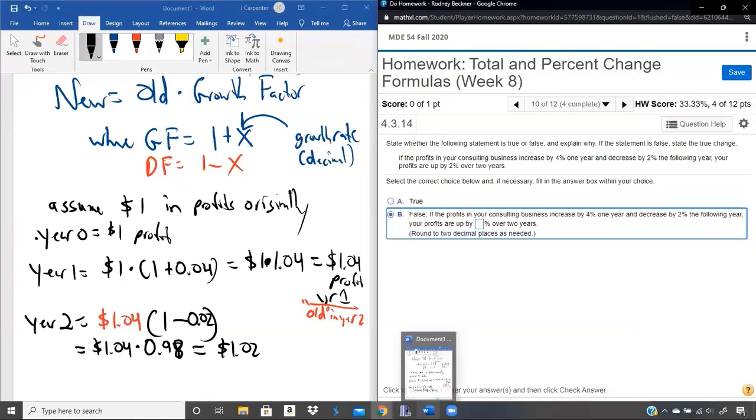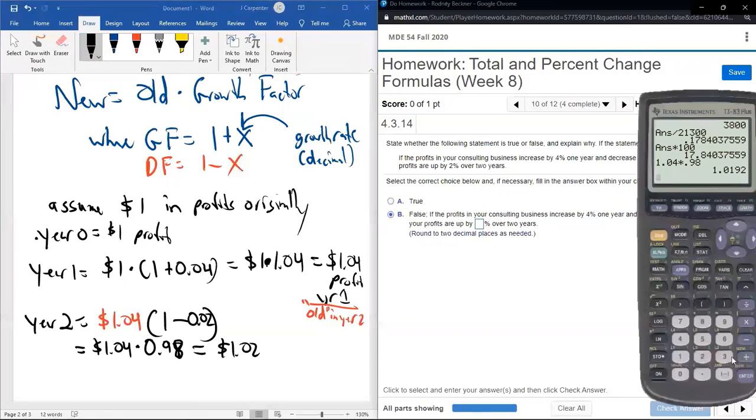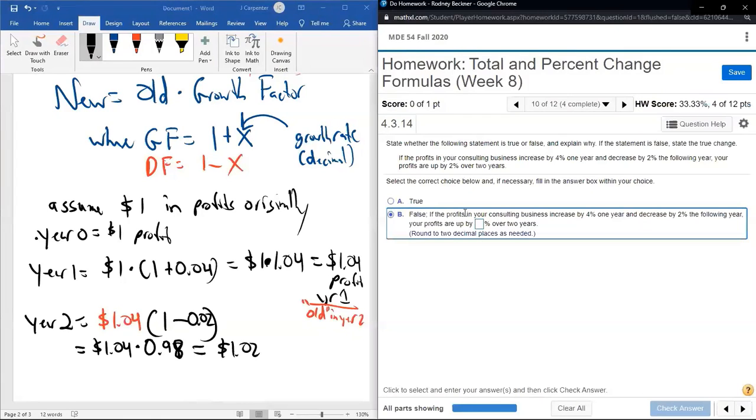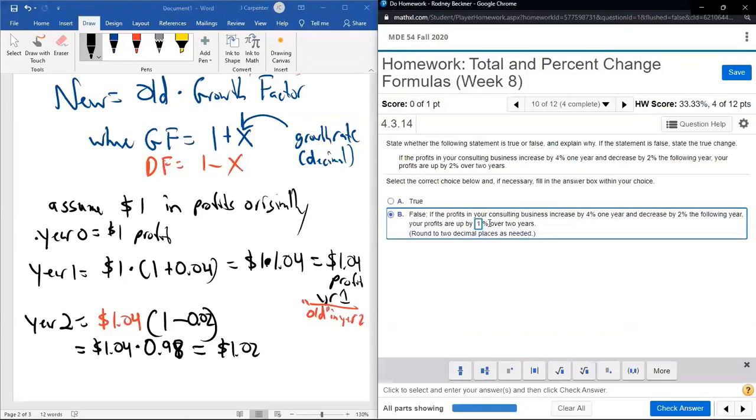And because our base was a 1, all you've got to do is subtract the 1 and convert it to a percent, so multiply by 100. And that's the true growth that we've seen. It's really 1.92%, even though the bank's going to round up and give us that extra tenth of a penny. So false. If your profits in your consulting business increase by 4% and then decrease by 2%, your profits are actually up by 1.92% over 2 years.